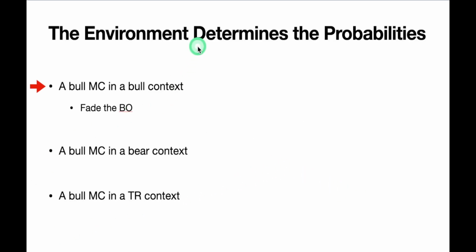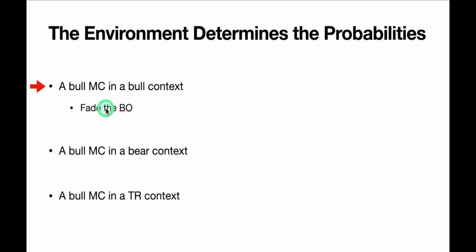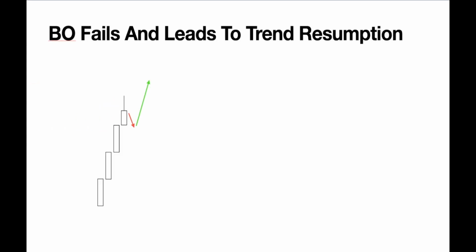So the environment that the microchannel happens in determines the probabilities of the microchannel. So a bull microchannel in a bull context, the goal is to fade the breakout. Now there are many ways to fade a breakout, and we're going to talk about that a little later in detail when we get to this slide here, how to bet that the breakout will fail. But the goal is, when we're in a bull microchannel in a bull context, you want to bet the breakout will fail. So you want to look for resumption, and there are many ways to do that, but the goal is to look for resumption.